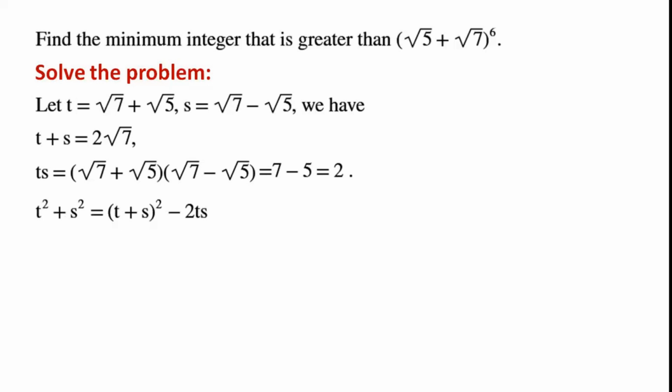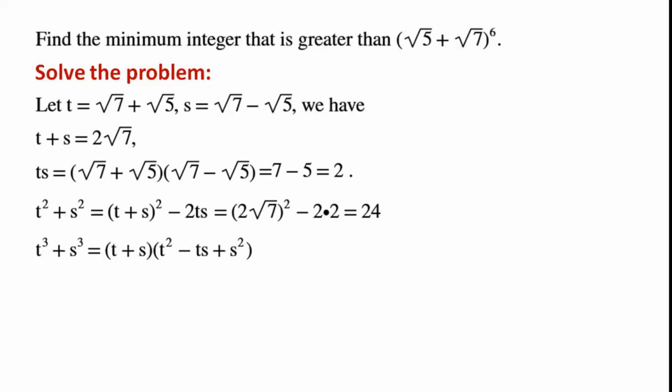t² + s² = (t + s)² − 2ts = (2√7)² − 2 × 2 = 24.